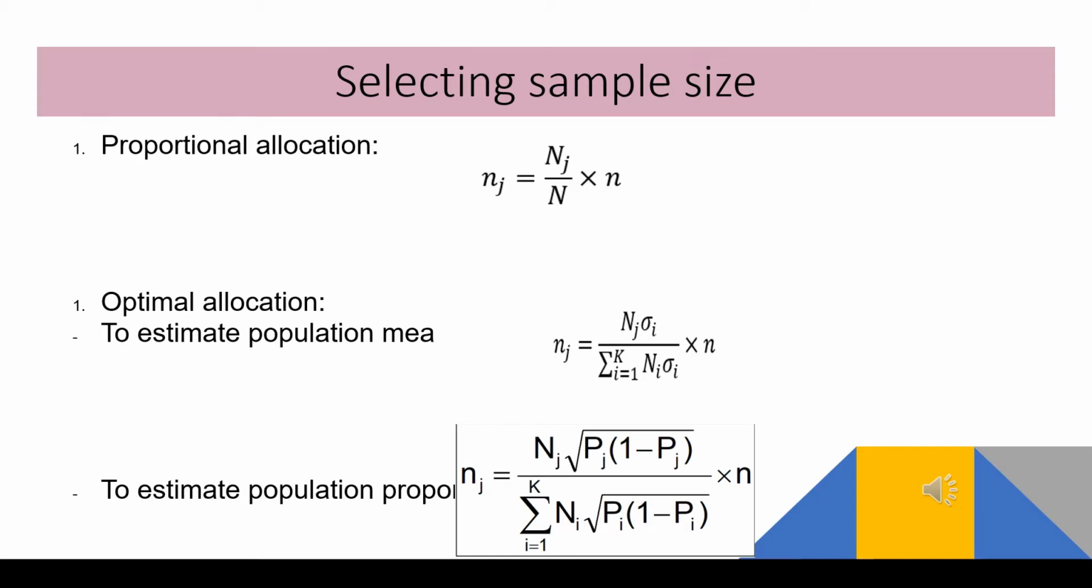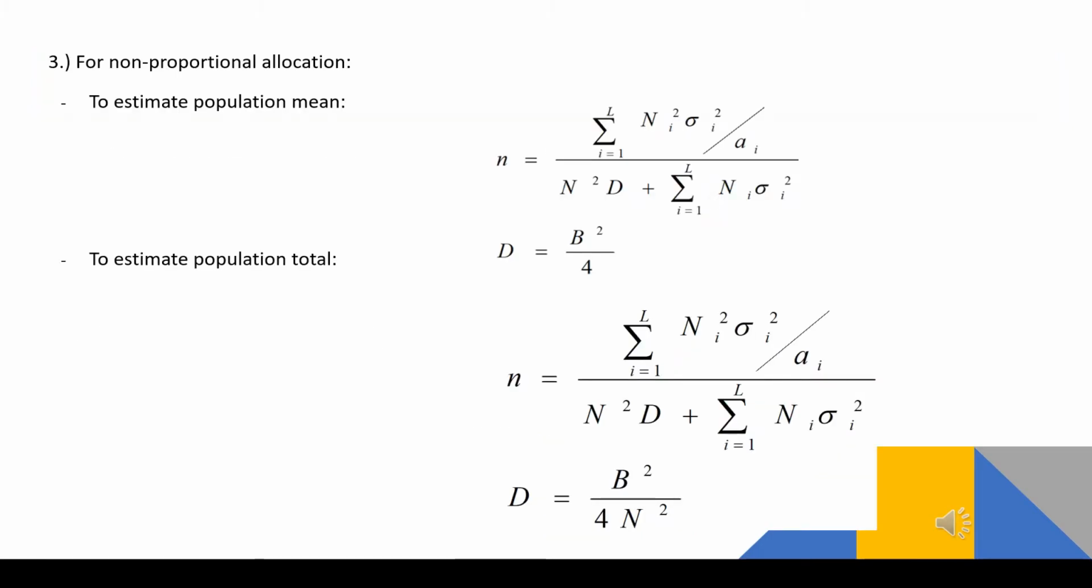Next, to determine the sample size, the first equation in the slide is to find the proportional allocation. The second equation is to estimate the population mean and total by using optimal allocation. The third equation is to estimate the population proportion by using optimal allocation. Next, for the non-proportional allocation, the first equation is to estimate the population mean by using non-proportional allocation. The second equation is to estimate the population total.